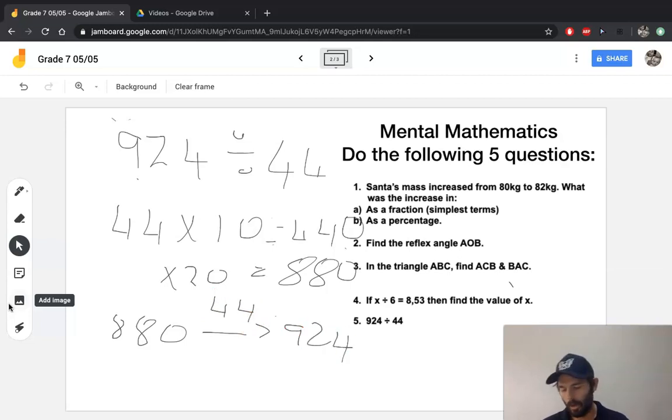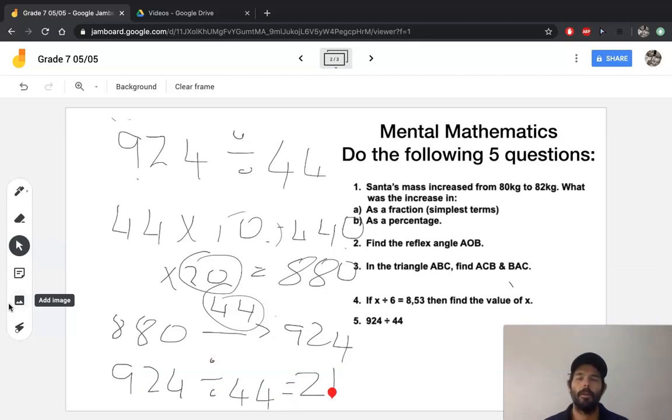Okay, so my answer there is going to be the 10, not the 10, the 20, and that additional 1. So my answer is going to be 924 divided by 44 equals 21. Okay, so there I've worked out division using multiplication, and I still believe that multiplying by 10 or multiples of 10 is a hell of a lot easier than doing a long division algorithm. Okay guys, so well done if you worked those out.